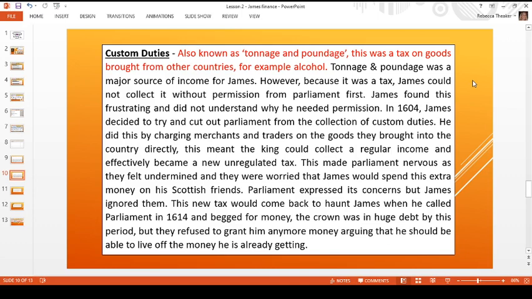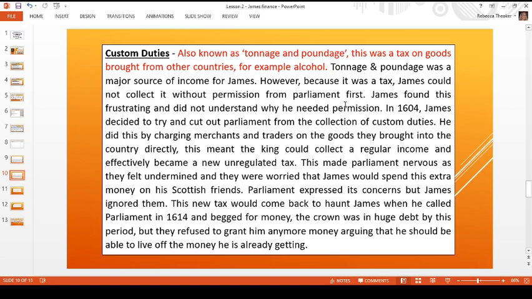But this is where it gets a little bit more complicated. Because tonnage and poundage was a tax, James could not collect it without permission from Parliament first. One of the main jobs of Parliament is to issue tax, and they declare what the tax is, what it's being used for, and how much tax people have to pay. Then once they've issued that, they can then give the percentage to the Crown, to James. That is one of their main jobs, and James knows that.